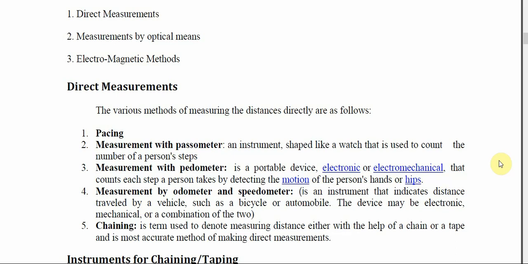The next way to measure is measurement with a passometer, which is an instrument shaped like a watch that is used to count the number of a person's steps. It is similar to pacing, but instead of us doing the counting, the instrument counts the number of steps. The next is the pedometer. It is a portable electronic or electromechanical device that counts each step a person takes by detecting motion of the person's hips or hands.